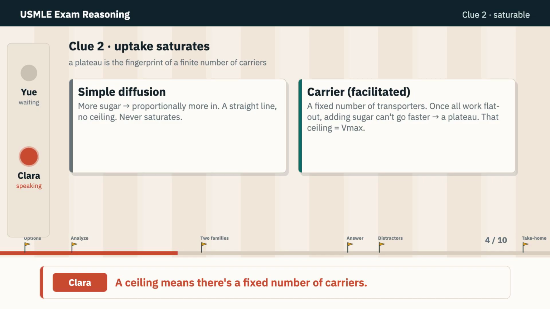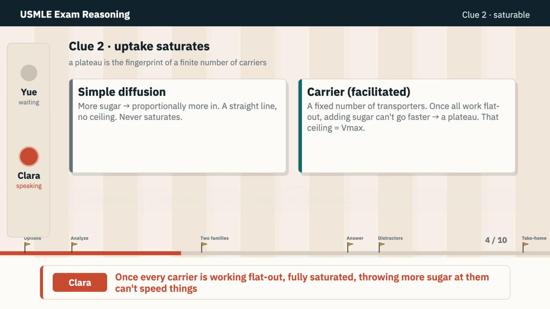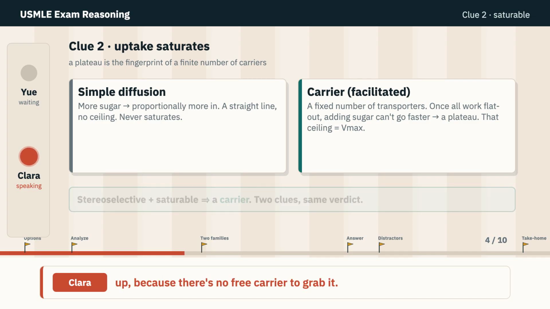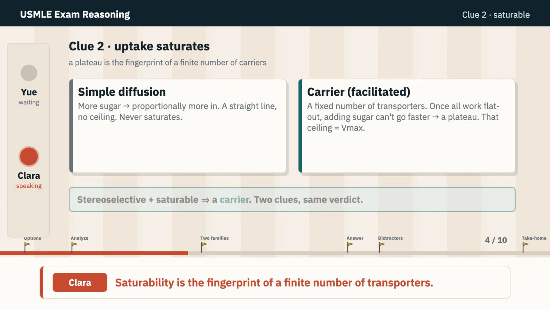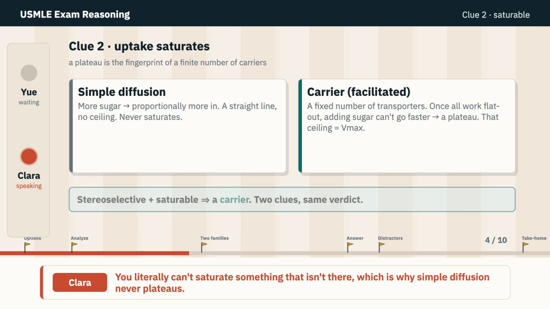A ceiling means there's a fixed number of carriers. Each one can only cycle so fast. Once every carrier is working flat out, fully saturated, throwing more sugar at them can't speed things up, because there's no free carrier to grab it. Saturability is the fingerprint of a finite number of transporters. You literally can't saturate something that isn't there, which is why simple diffusion never plateaus.